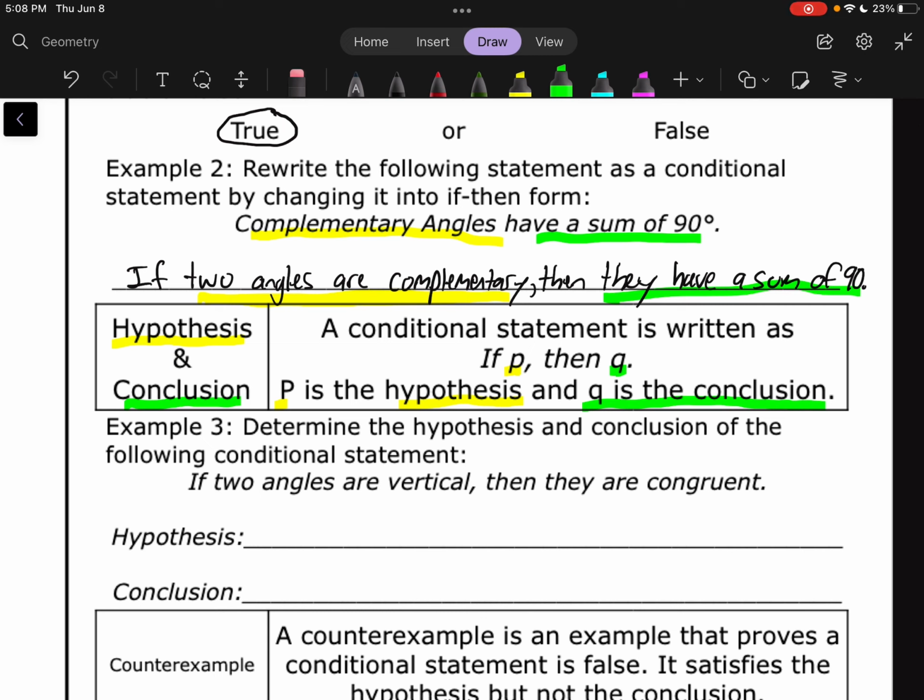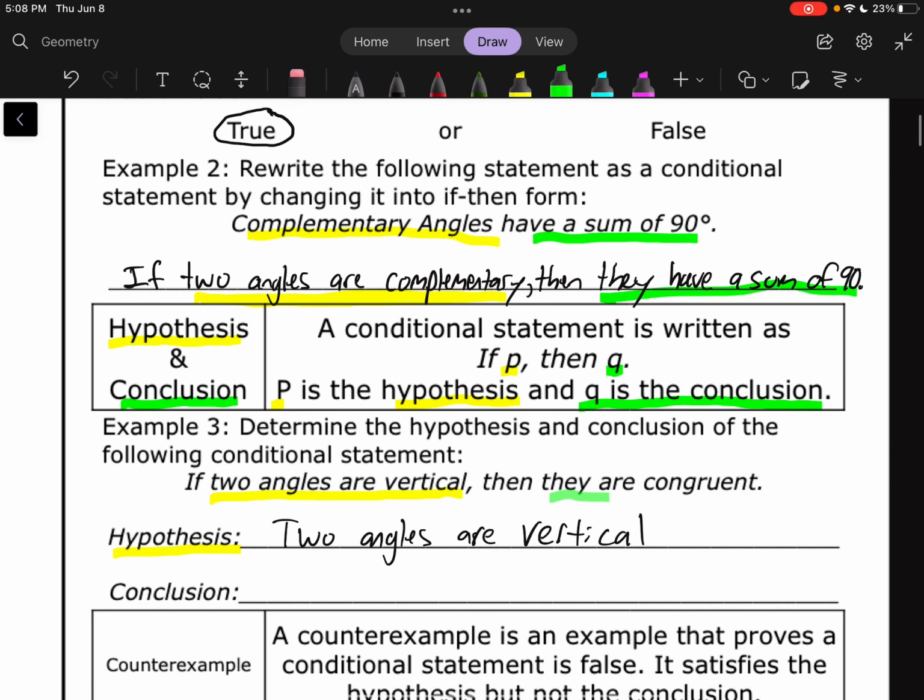It says determine the hypothesis and conclusion of the following conditional statement. If two angles are vertical, then they are congruent. So like we just said, the hypothesis follows the word if. So my hypothesis would be two angles are vertical. And my conclusion follows the word then. So that's going to be they are congruent.